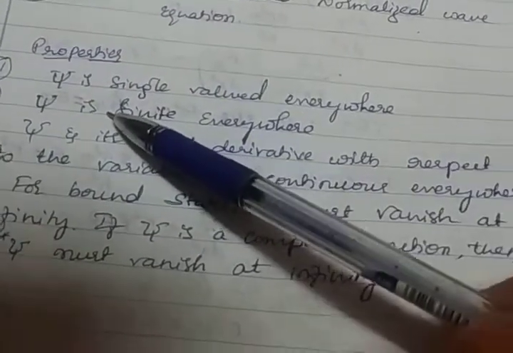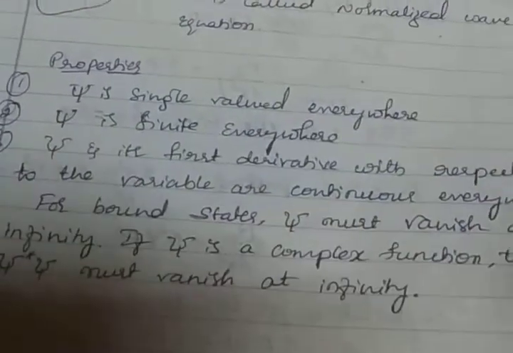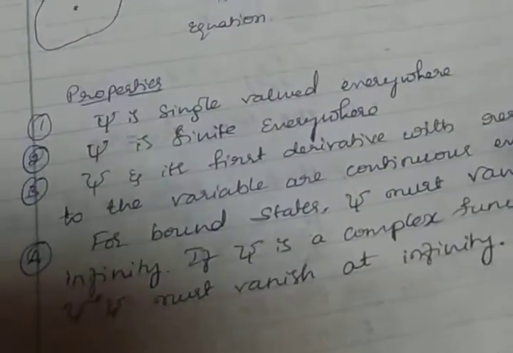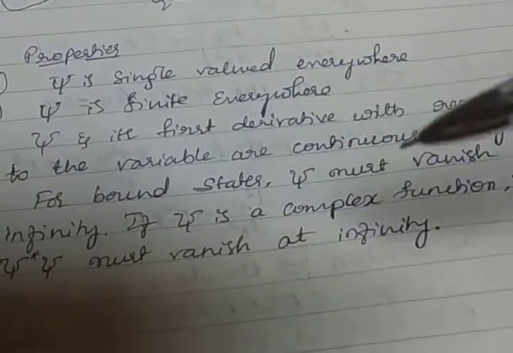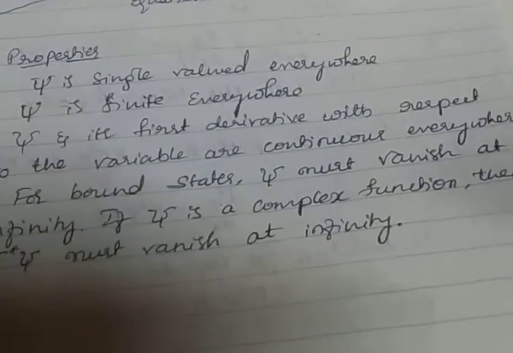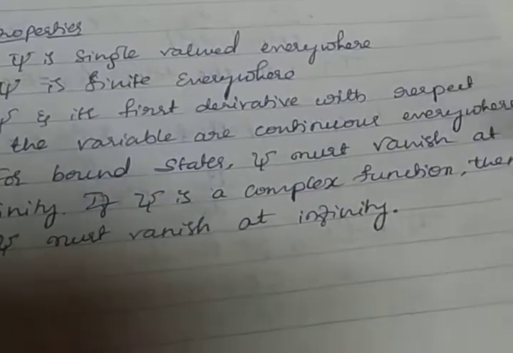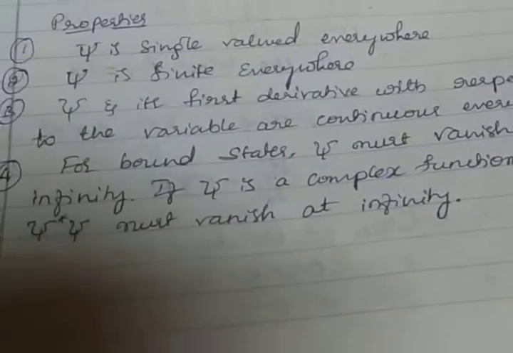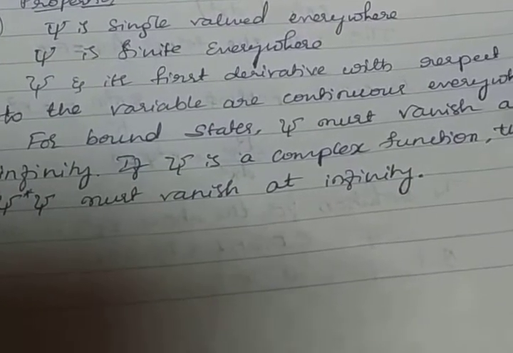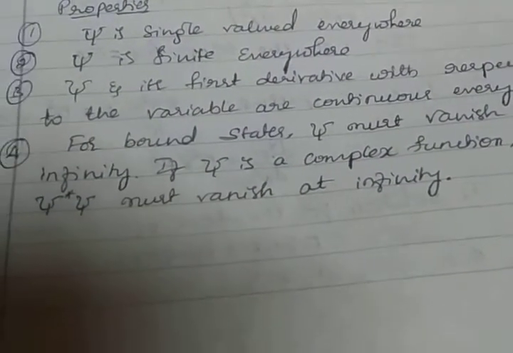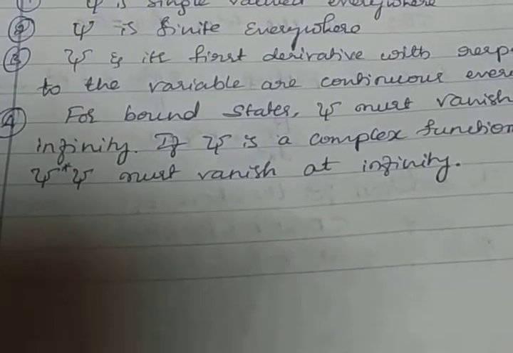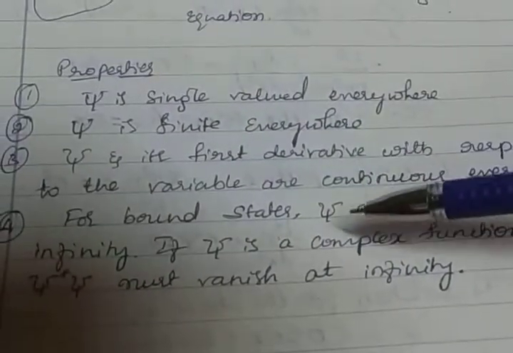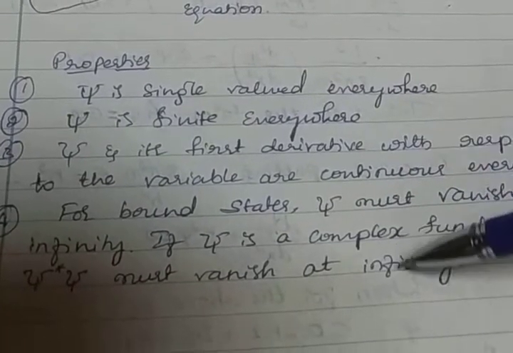The first one says the wave function is a single valued function. Second, the wave function is finite everywhere. The wave function and its first derivative with respect to the variable are continuous everywhere. For a bound state, xi must vanish at infinity. If xi is a complex function, then xi star must vanish at infinity. These four are the properties of the wave function. It's enough.